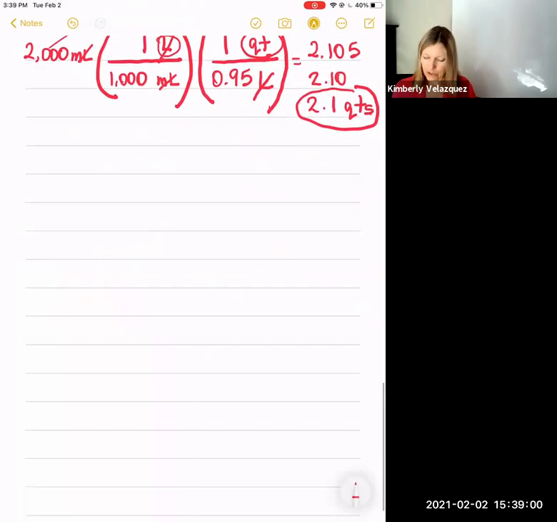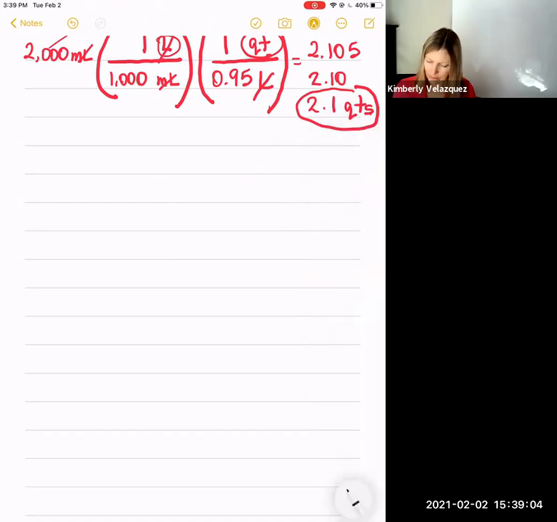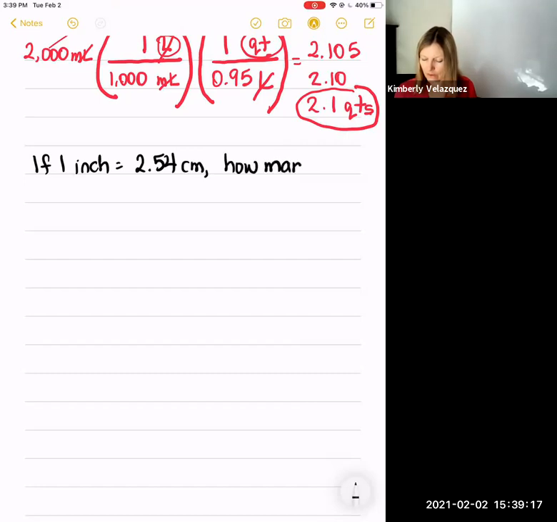I'll work one more for you. I'm just going to make this one up. And this is very similar to one that's in the problem set. Okay, so if 1 inch equals 2.54 centimeters, how many inches are in 12 meters?